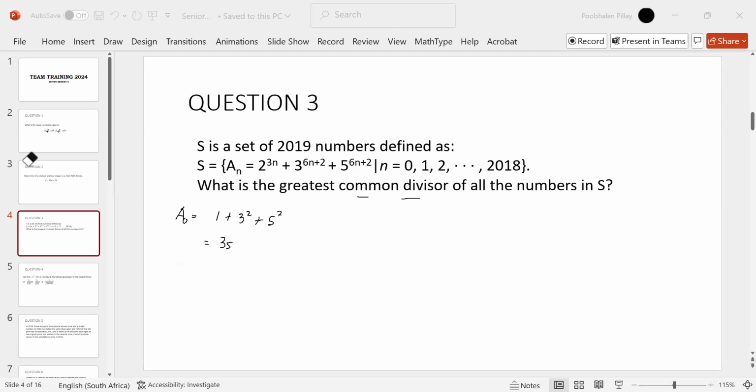Greatest common divisor is the same as highest common factor, HCF. They shouldn't use the word greatest common, they should call it highest common factor. Most people wouldn't understand what that means. So HCF, the highest common factor. So it's going to be a common factor.